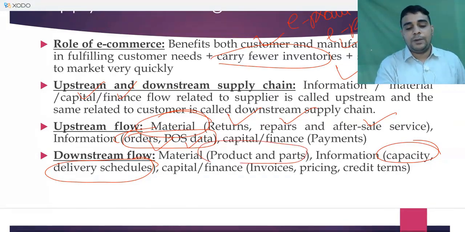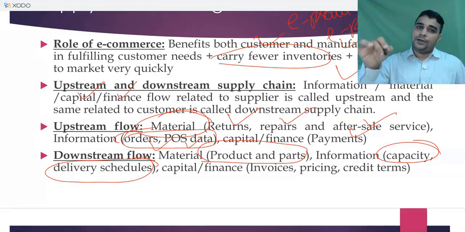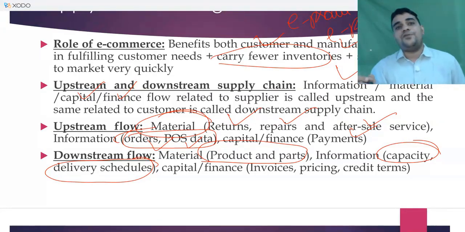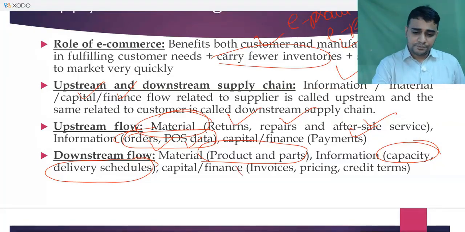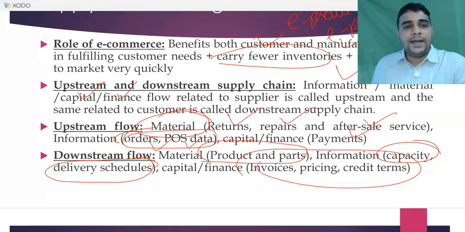From this side there could be product and parts. From the customer side, he will have to make payments to the manufacturer, or the customer making payment to the retailer, making payment to the wholesaler, finally making payment to the manufacturer, making payment to the supplier. From this side I'll pass information like invoices, pricing and credit terms related to capital or finance. What is the pricing I am offering?